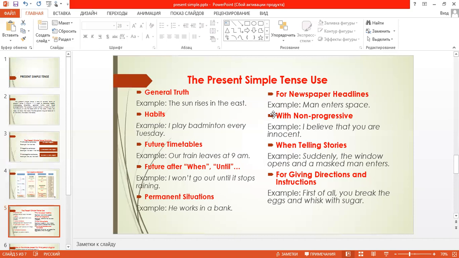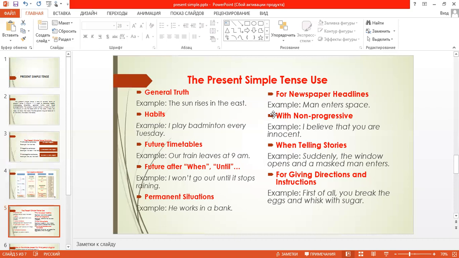And another application of present simple tense is to speak about permanent situations. For example, he works in a bank. He lives in the USA, and so on and so forth. Also, present simple tense is applied for newspaper headlines. For example, the man enters space. Also, the action here refers to future time. We use present simple tense for newspaper headlines.